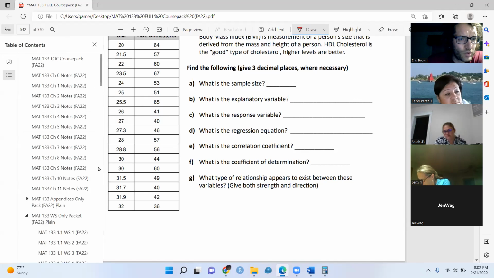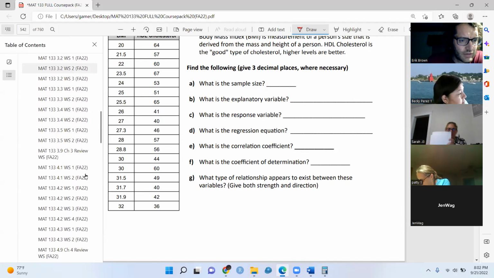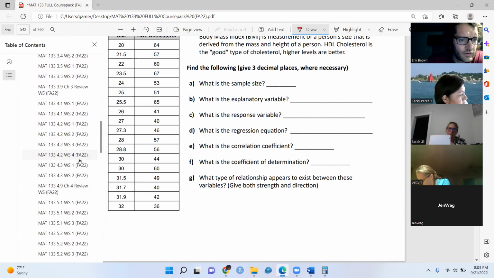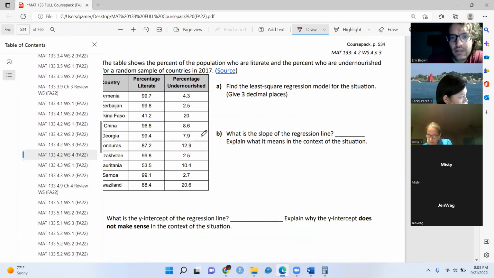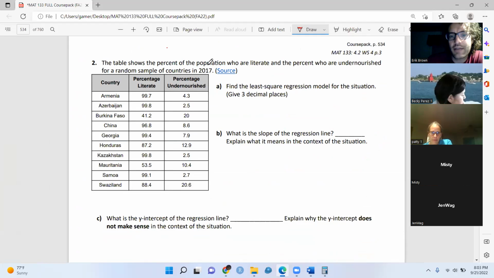Is there more on this worksheet? I think there's one more page, isn't it? There is. So this is the same thing. It's just now you have to generate the data like we did in the project. So you need to StatCrunch this stuff.